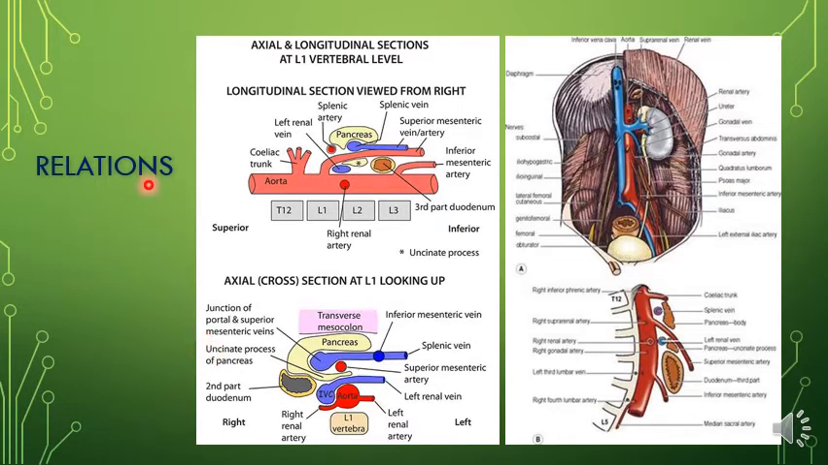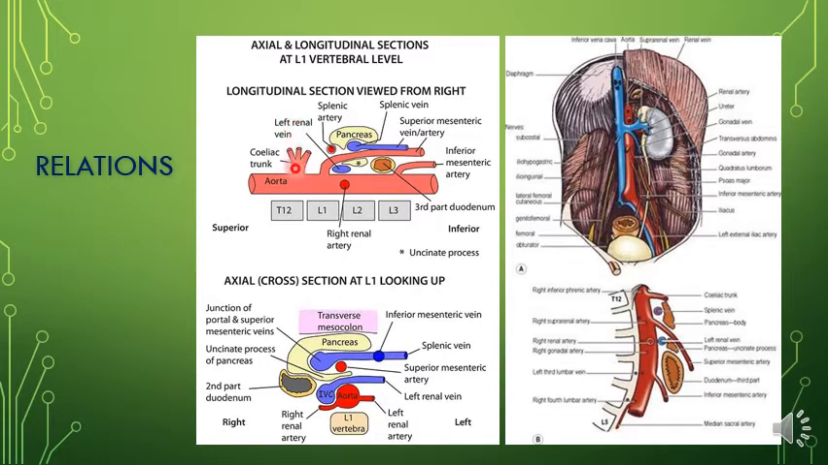Now the relations of the abdominal aorta. In the sagittal section, this is the posterior part and this is the anterior side of the abdominal aorta. The anterior relations would be the origin of the celiac artery. This is the celiac artery, and surrounding that there will be the celiac plexus of nerves, covered by peritoneum of the lesser sac.